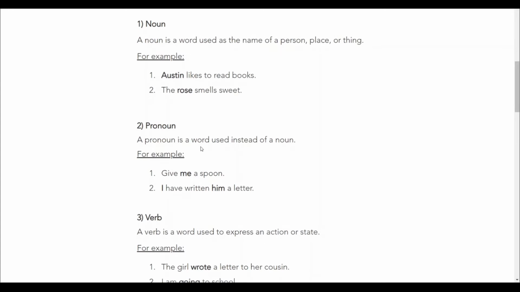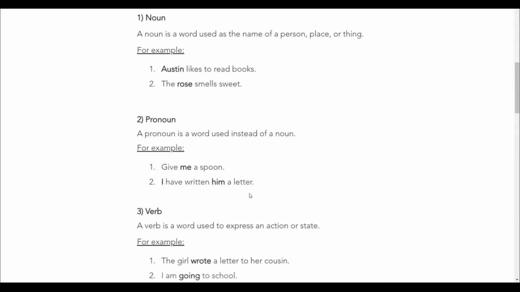Pronoun. A pronoun is a word used instead of a noun. For example, give me a spoon. I have written him a letter.